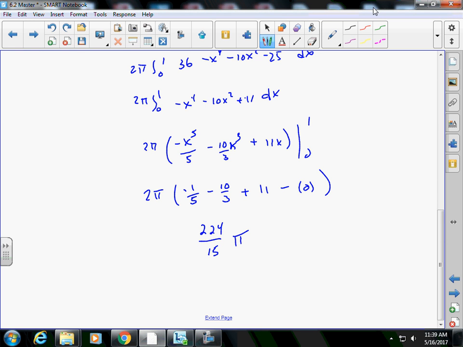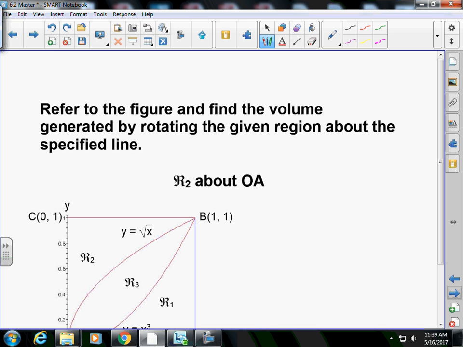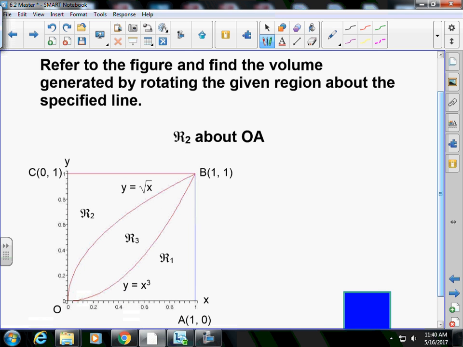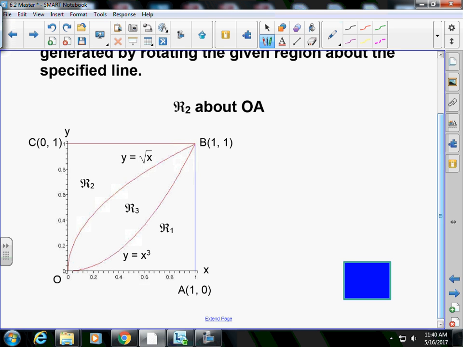Almost done. We have 3 or 4 more to do. So now, that's the problem that you'd see in your homework. It's saying, look, I want to refer to the figure below and find the volume generated by rotating the given region about the specified line. I want R2, so I need to find R2. Here's region 2, about the line OA. This is the line OA.